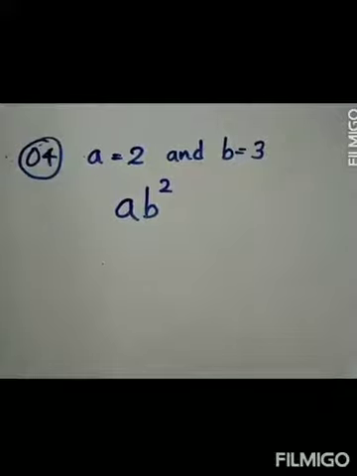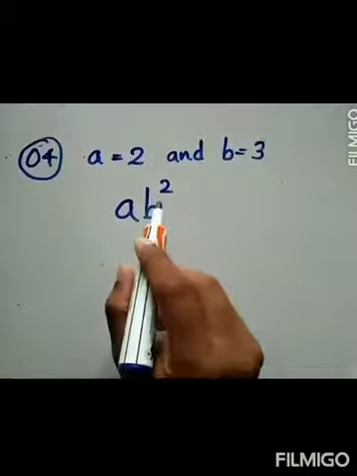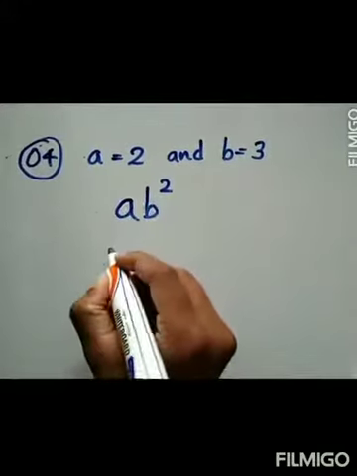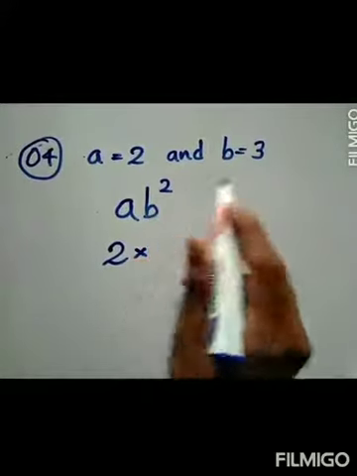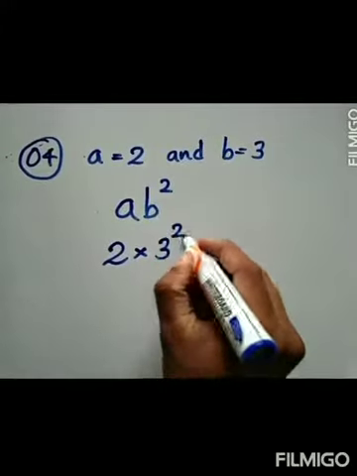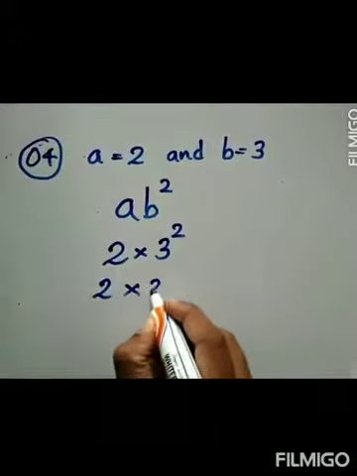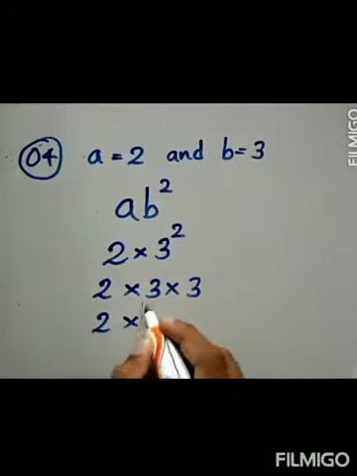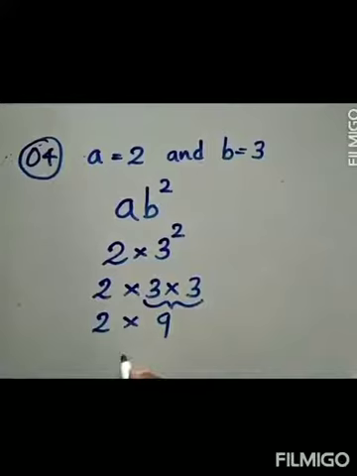Fourth question says that when A equals 2 and B equals 3, find the value of AB to the power 2. That means AB square. Then here instead of A I can write 2. Then multiply. B means 3. Then 3 to the power 2. Therefore, if you expand this, 2 times 3 times 3, then 3 times 3, it's 9. Then the answer 2 times 9, 18.